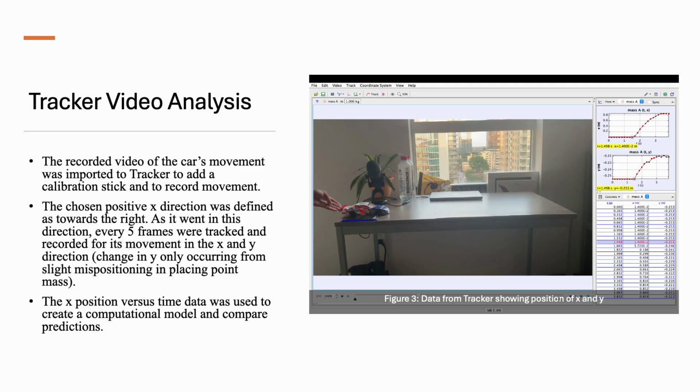Since the motion was intended to be horizontal, the X position data was the primary focus. Small changes in the Y direction occurred mainly because of slight inaccuracies when placing the tracking point on the car. The X position versus time data collected from Tracker was then used to construct the computational model.